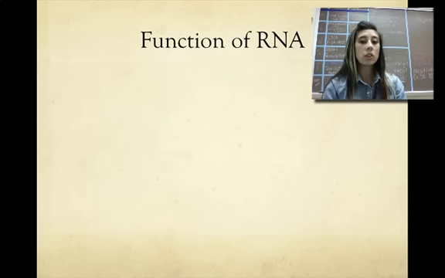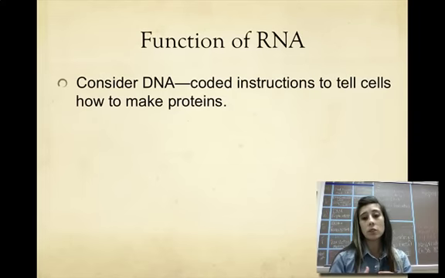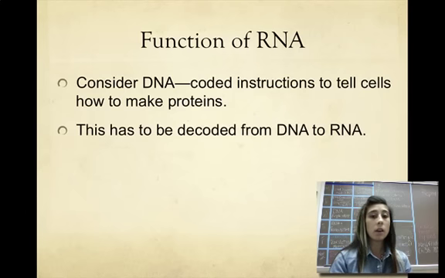So looking at the function of RNA, it differs from DNA. If you consider DNA, it's coding for the instructions that basically tell the cells how to make the proteins and what type of proteins to make. Well, our cells really can't do anything with DNA. It's kind of like a jumbled mess, a jumbled word puzzle. And so RNA can come in and decode the message from DNA, and that's the role of RNA.